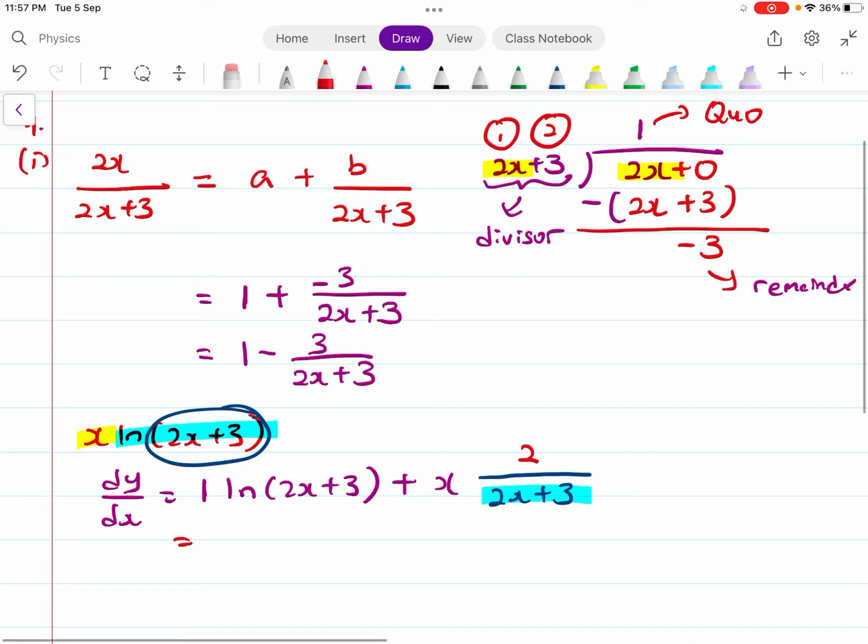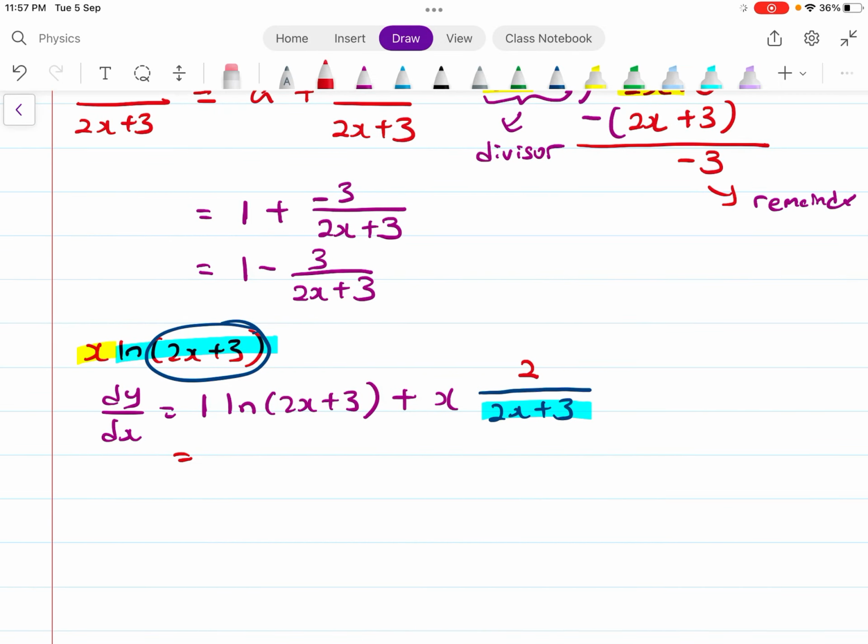With this, let's continue on. I simplify first. So the very first term will be ln(2x plus 3) in brackets. The second term is just x multiplied by 2, so it's 2x over 2x plus 3. So that is part 2.